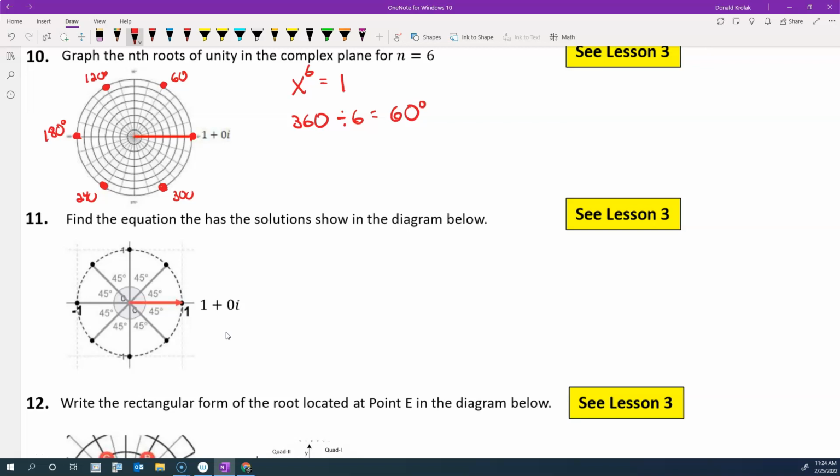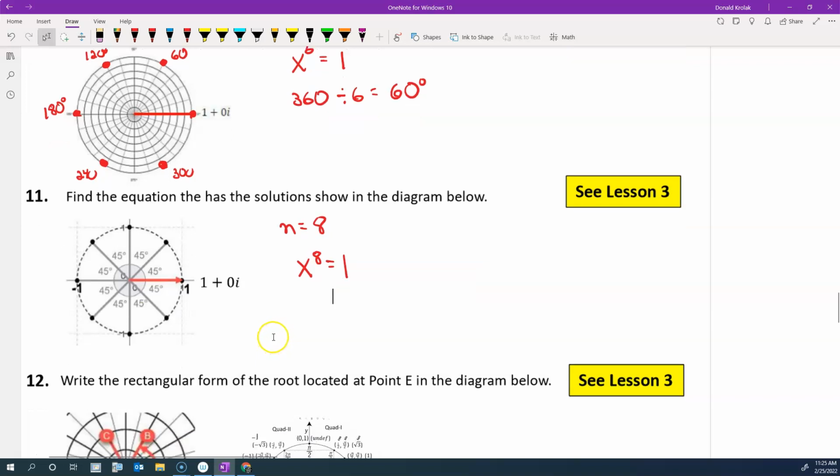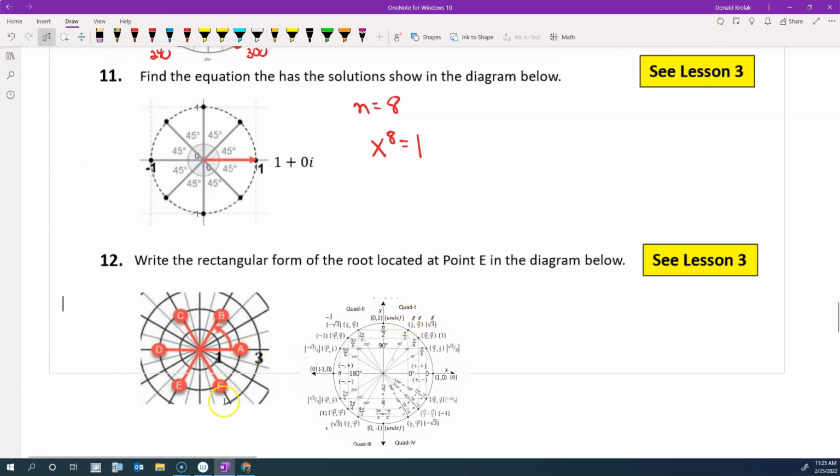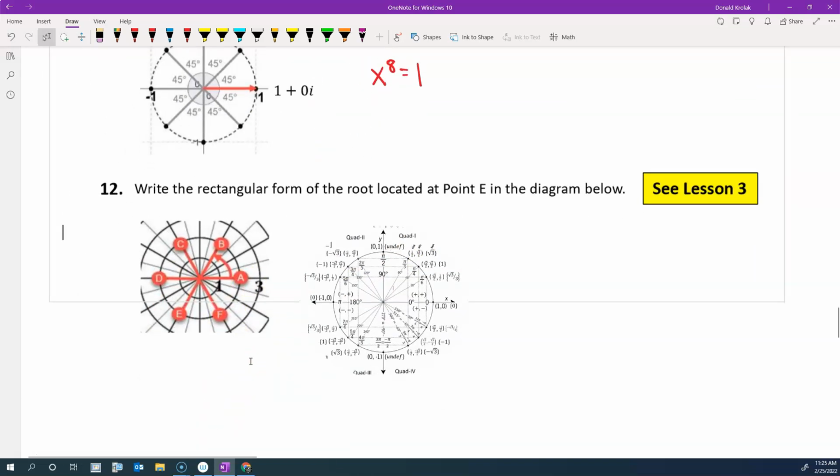So on this one, this again is the unit circle. This thing's got 8 roots, so n is equal to 8. So x to the 8 equals 1. All right, now when you're doing this next one here, this is your 6 roots, so it corresponds to the angles on your unit circle here.